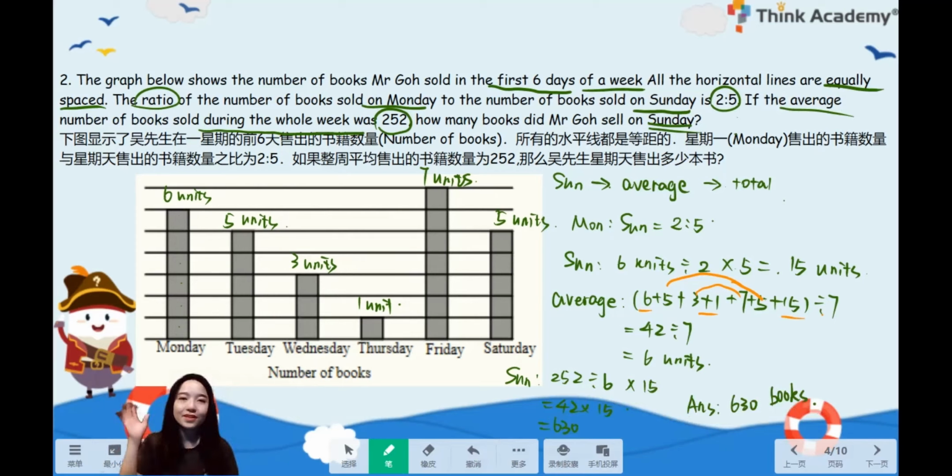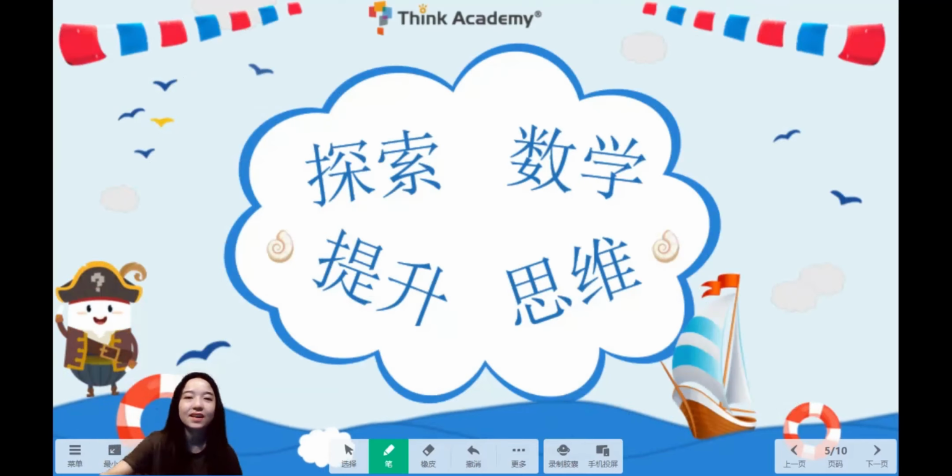That's all for today's practice, which is about statistics. In such a big data era, statistics is quite important. So I hope you can master that completely. See you next time. Let's explore math and improve our math thinking together.